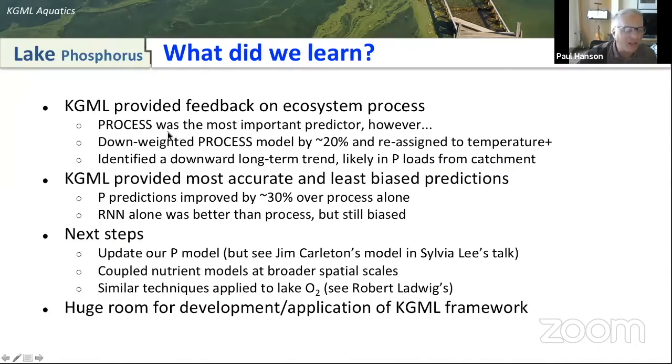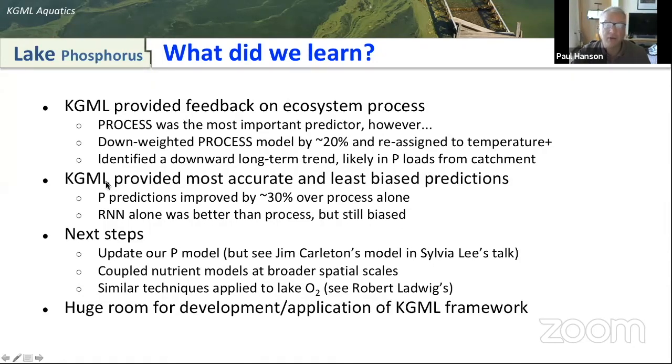This is my last slide here, wrapping up. KGML provided feedback on ecosystem process. Although I didn't show these results, the process model was the most important predictor for the KGML paradigm. However, it did downweight it by about 20% and reassigned some of the variance we thought should go to process into temperature. So we learned something about our model, that maybe we didn't even have exactly the right model and we could make some changes there.